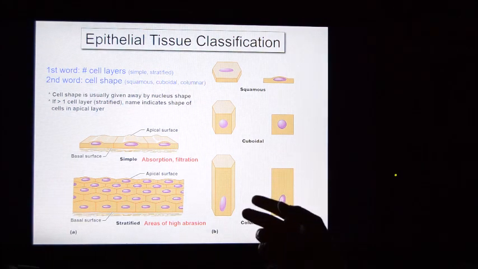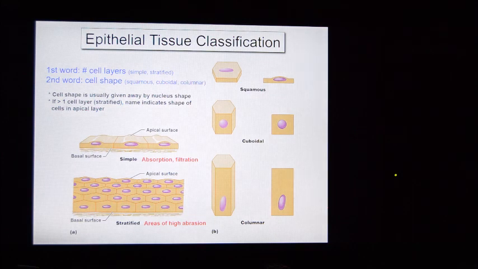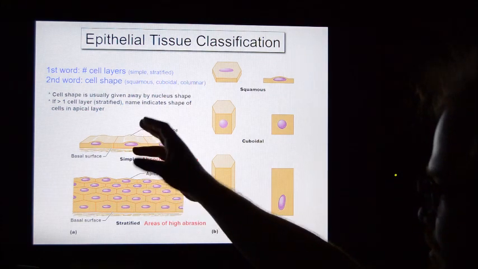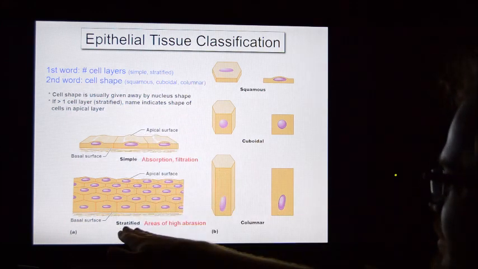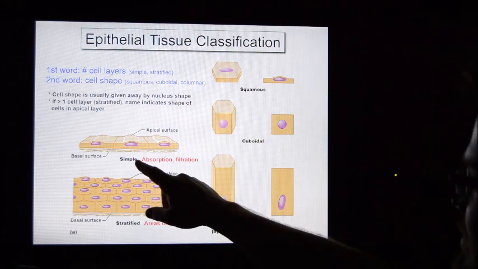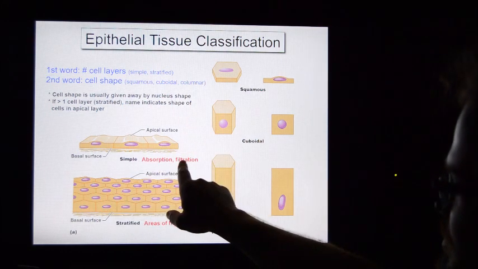Alright, so we name epithelia with a simple system. The first word determines the number of layers. The second word determines the shape, generally speaking. There are, for instance, simple tissues, which are a single layer thick. And then there can be stratified tissues, which can be more than one layer thick, so two or more. Simple tissues tend to be very important for absorption and filtration.